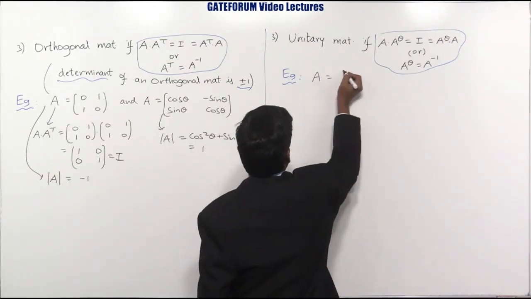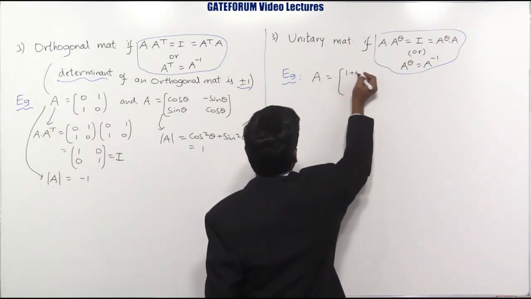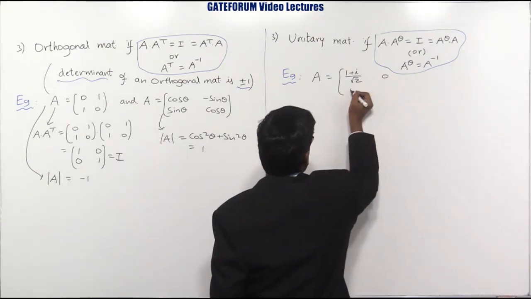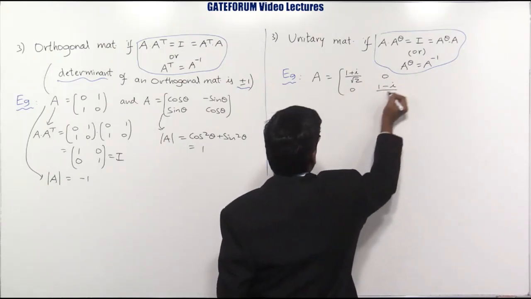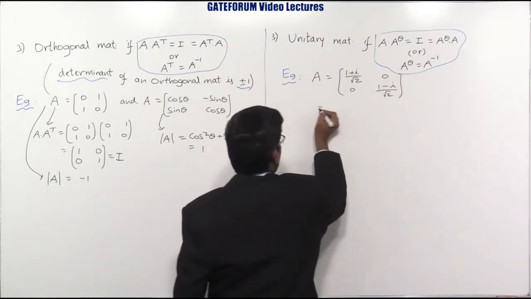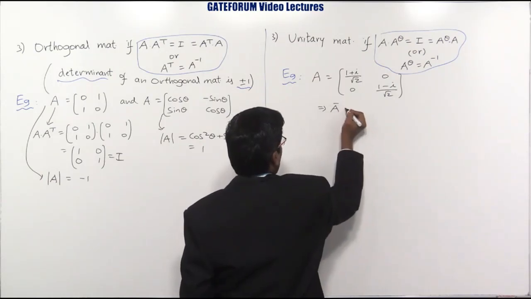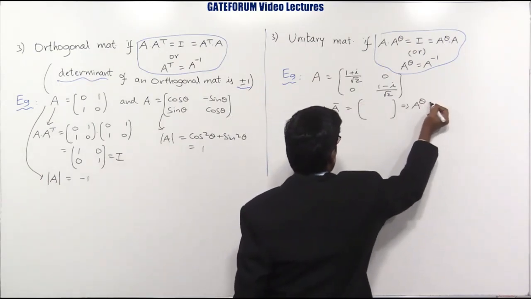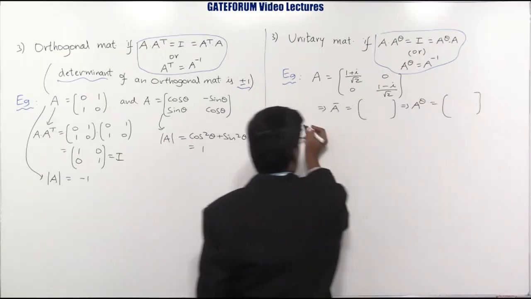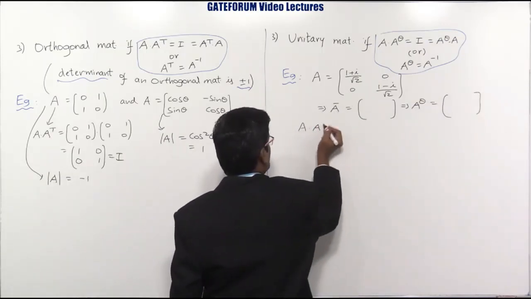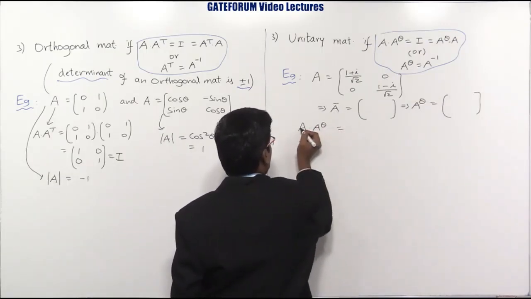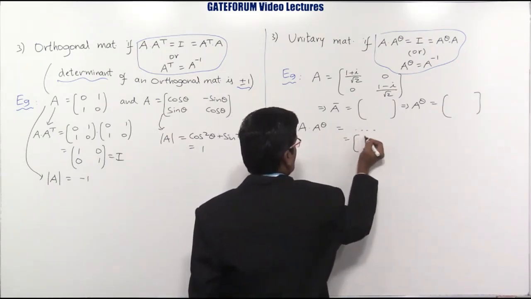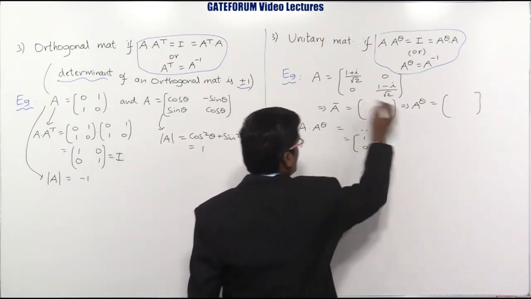In this example, A is equal to 1 plus i by root 2, i, 0, 0, 1 minus i by root 2. All of you please check this: A bar, how much you are getting, and A power theta, then finally multiply these two, A into A power theta. Definitely you will get the identity matrix, 1 0 0 1. Please verify.